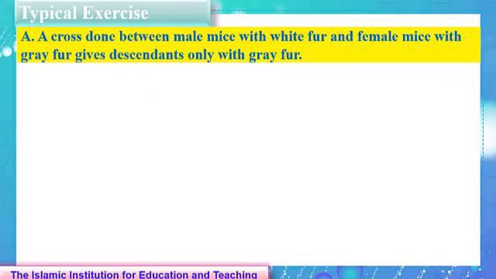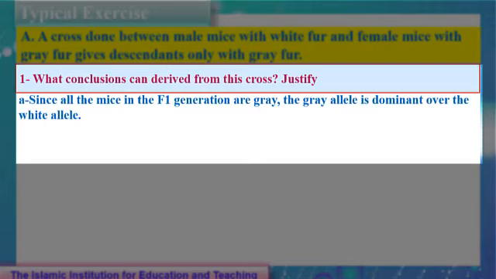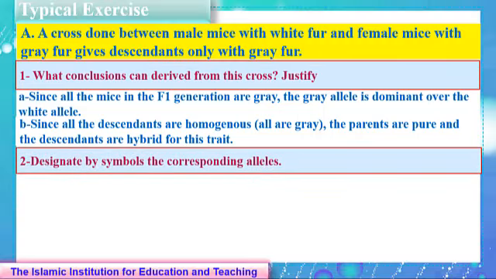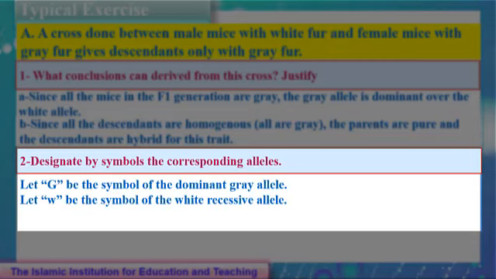Number 1. What conclusions can be derived from this cross? Justify your answer. Since all the mice in the first generation are gray, the gray allele is dominant over the white allele. Since all the descendants are homogeneous, all are gray, the parents are pure and the descendants are hybrid for this trait. Number 2. Designate by symbols the corresponding alleles. Let capital G be the symbol of the dominant gray allele and let small w be the symbol of the white recessive allele.